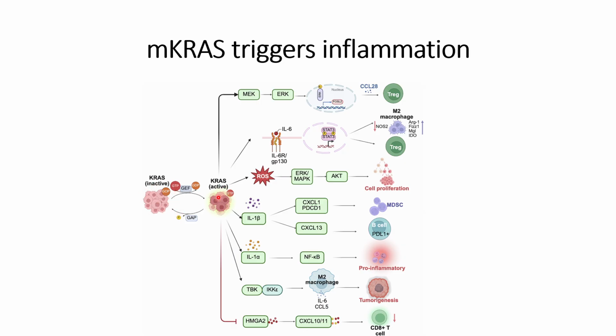However, in the case of mutated KRAS, what will happen is that this GAP hydrolysis weakens. So KRAS remains continuously in the active form, and this active form of KRAS will trigger changes within these cells that will cause inflammation. Some of the main changes are shown in this figure.